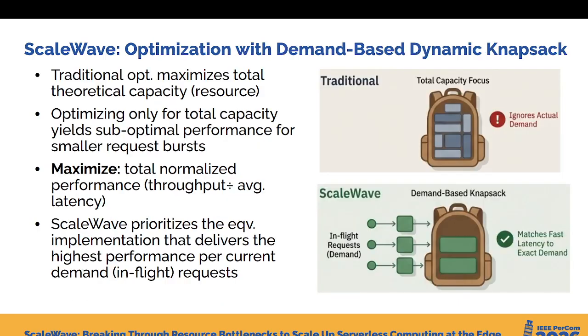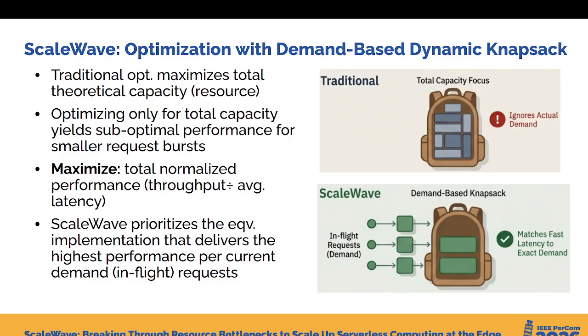Replica counts and the traffic distribution are computed using an online optimization strategy where the goal is to maximize the normalized performance, which is defined by the ratio of throughput to average latency. The optimization is based on a new variant of the knapsack, which we call demand-based dynamic knapsack. Traditional knapsack approaches optimize for the maximum theoretical capacity, that is, they maximize resource utilization, which performs poorly under small or fluctuating workloads.